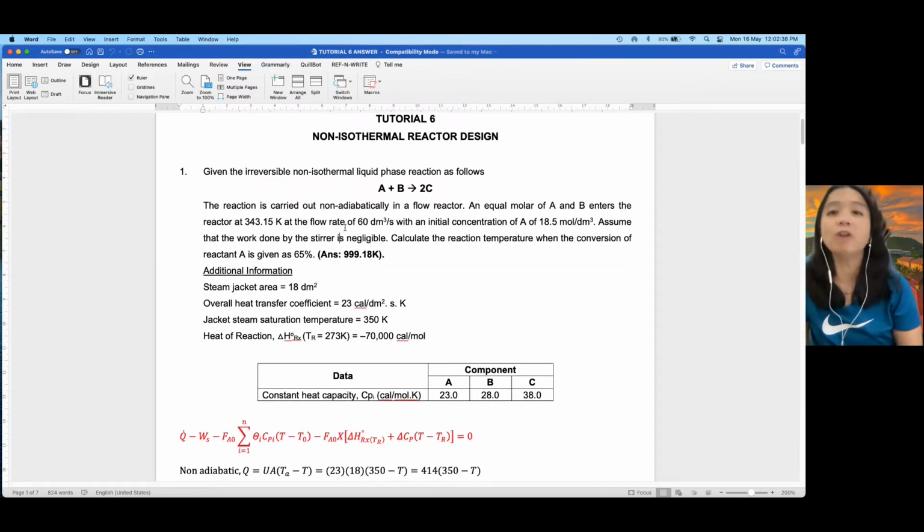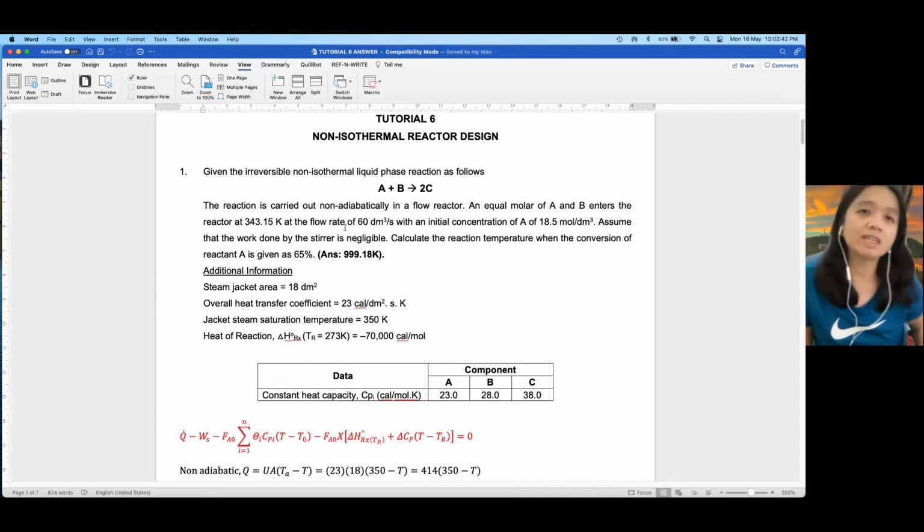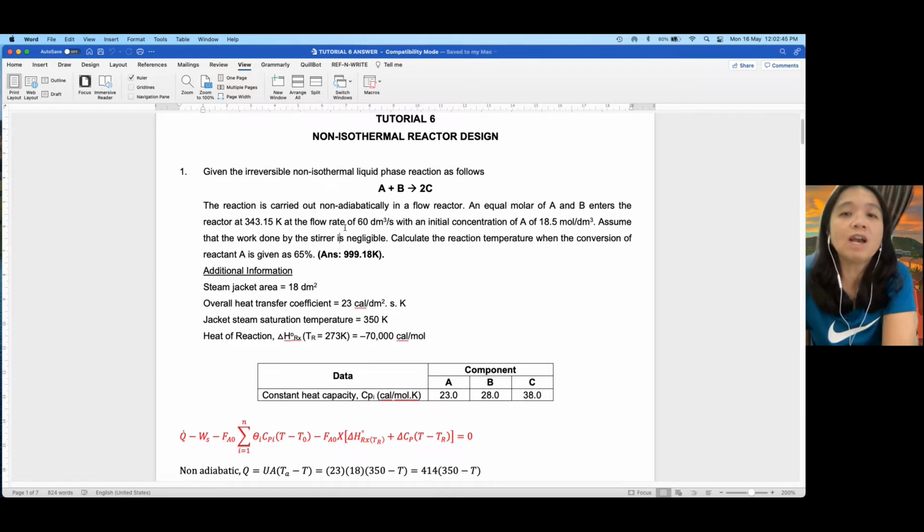All right, so before I go, let me just recap. What did you learn in chapter 6? In chapter 6, we are dealing with non-isothermal reactors, meaning reactors in which there are changes of temperature during the reaction. That's the main difference and the interesting part of chapter 6. We are addressing reactor design when there are changes of temperature during the reaction.